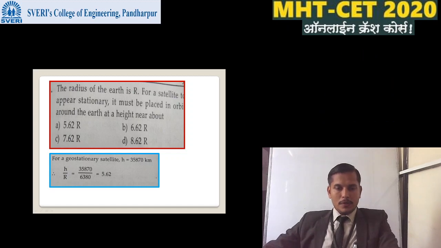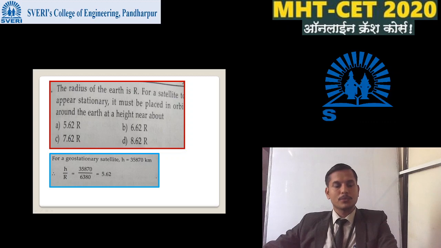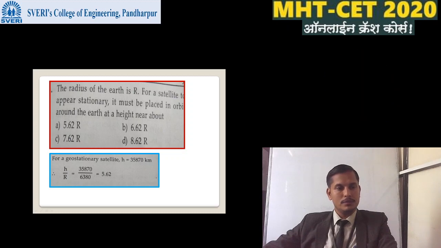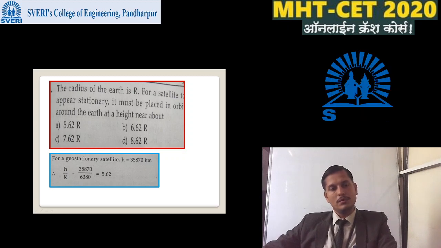So I think we have covered these 2 points. First point is the basic terms and equations, and second is different MCQs or numericals related to those equations. So we conclude here.